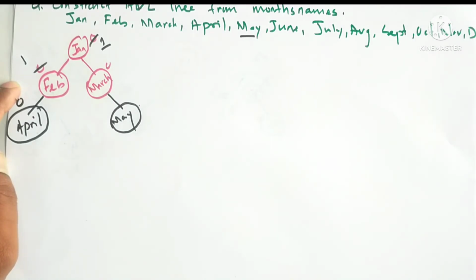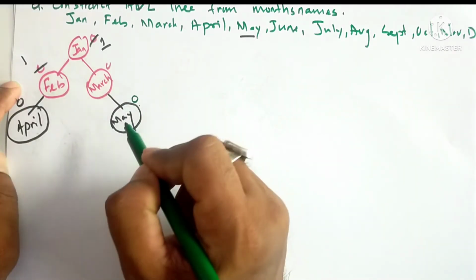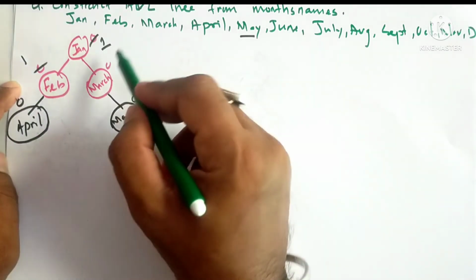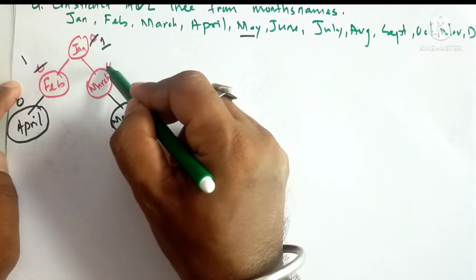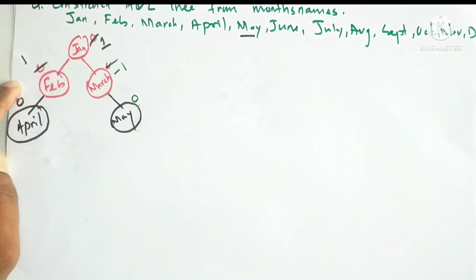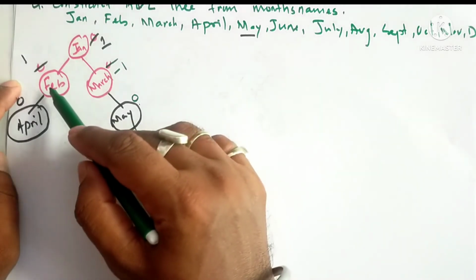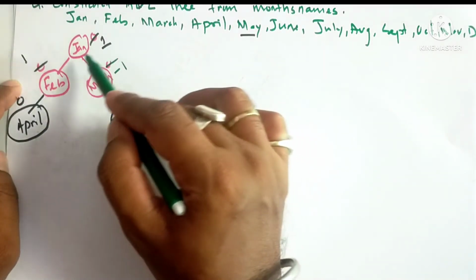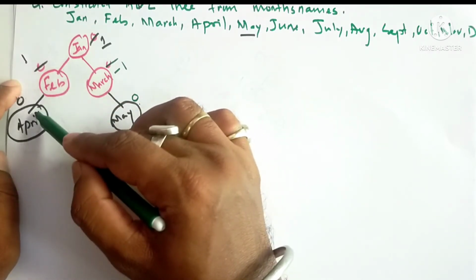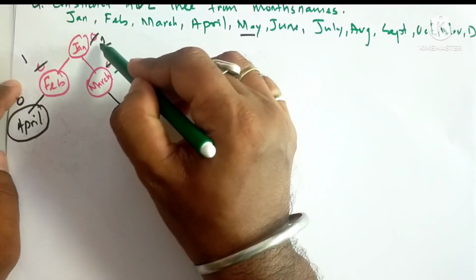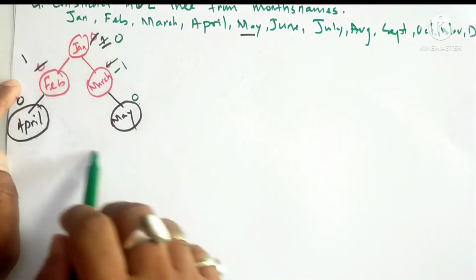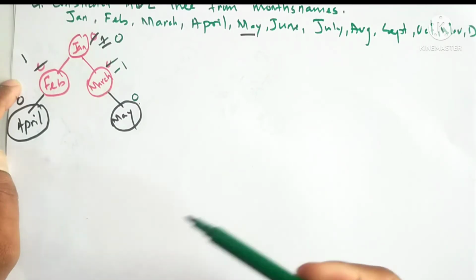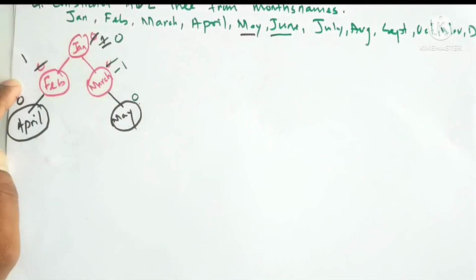Now you measure the balance factor. What will the balance factor be? Balance factor of May is 0. April is 0. So this one will be how much? Left subtree is 0, right is 1, so 0 minus 1 becomes minus 1. And what is the balance factor of February? Still 1. What is the balance factor of January? Left subtree is 2, right subtree is 2, so 2 minus 2 becomes 0. So all the nodes are lying within the AVL tree range, so we can go for the next element insertion, that is June.